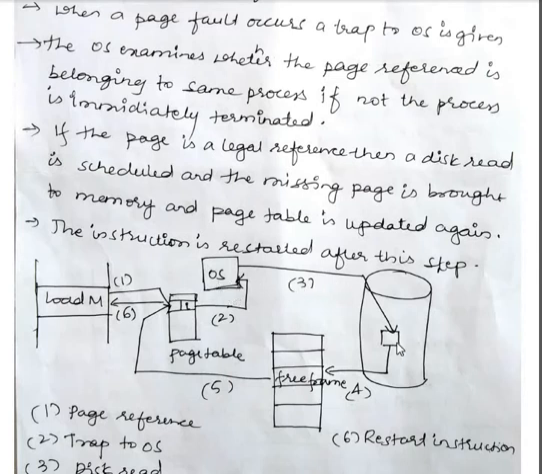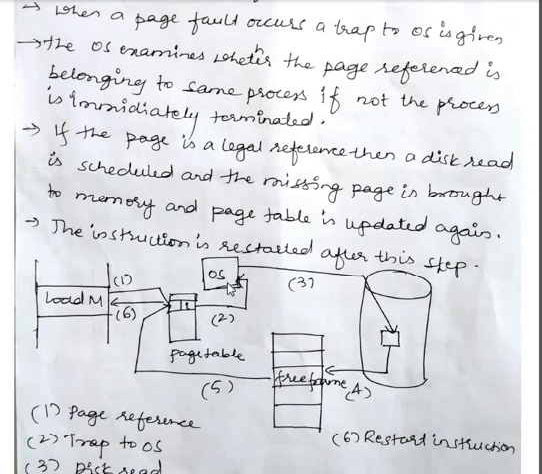It will schedule a disk read from the backing store. It will locate that page which is required. After locating it, the page will be loaded into the memory wherever a free frame is present. Once it is loaded into the memory, its entry should be made in the page table. After the page table update, that particular instruction is restarted. So these are the steps to be followed when a page fault occurs. First, the control is handed over to the operating system, giving a trap. The operating system then checks the legality of that reference.